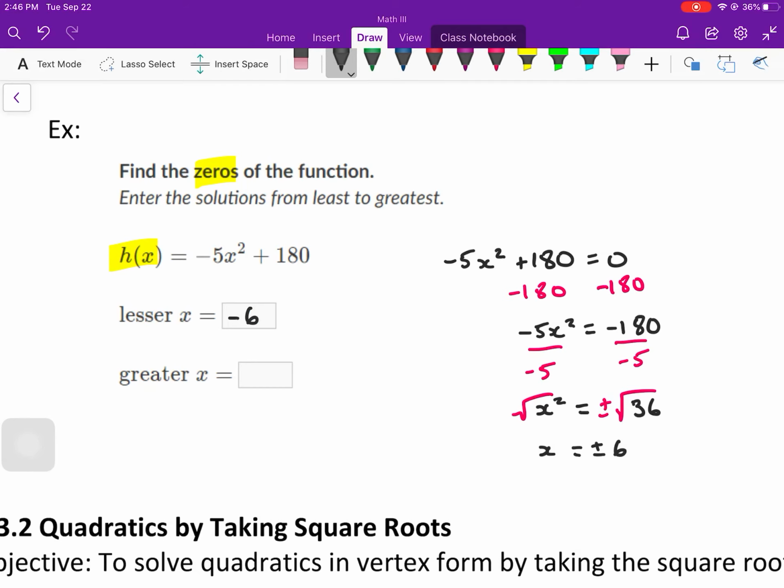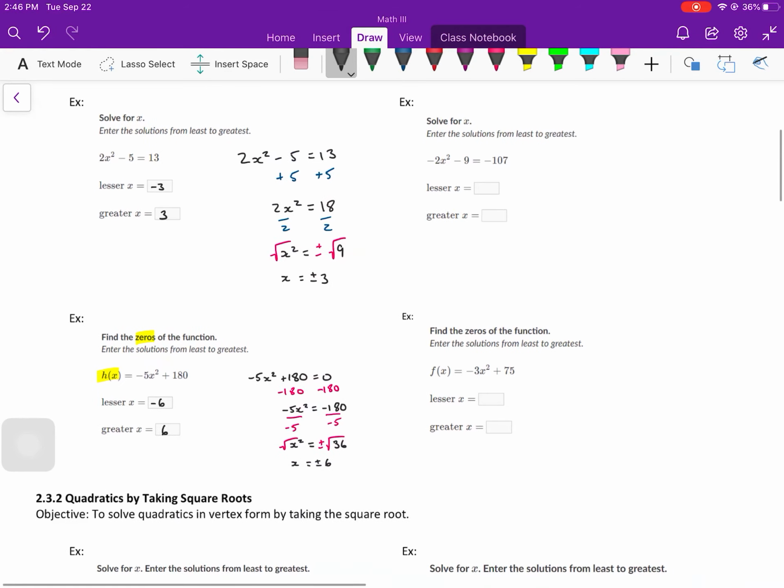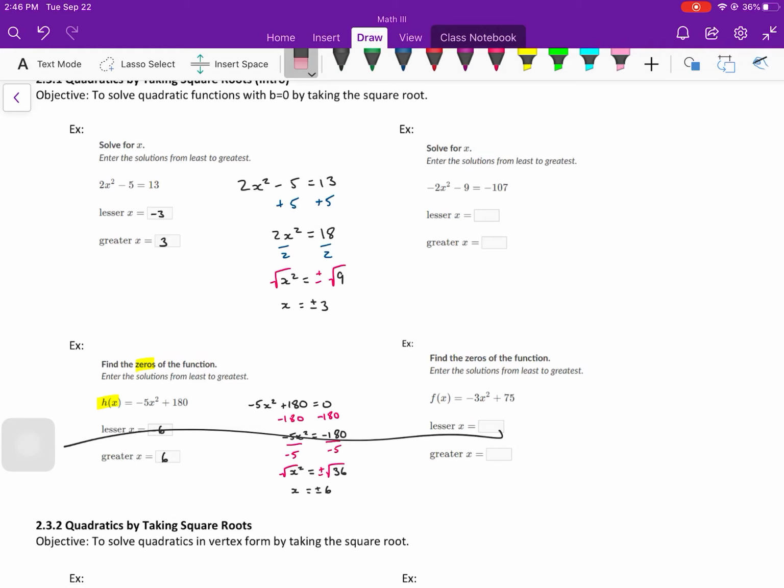So the lesser one is negative 6, and the greater one is positive 6. Both these questions over here are going to be the same idea, so we're not going to go through that.